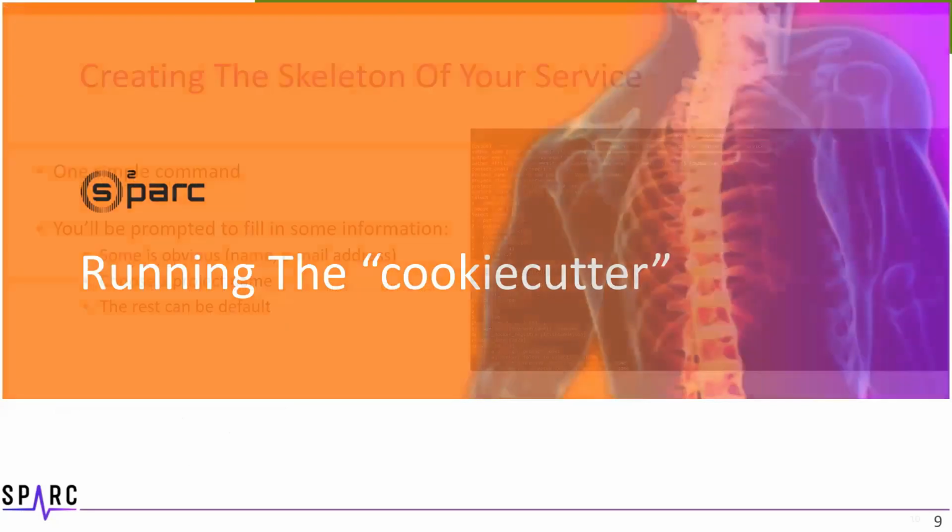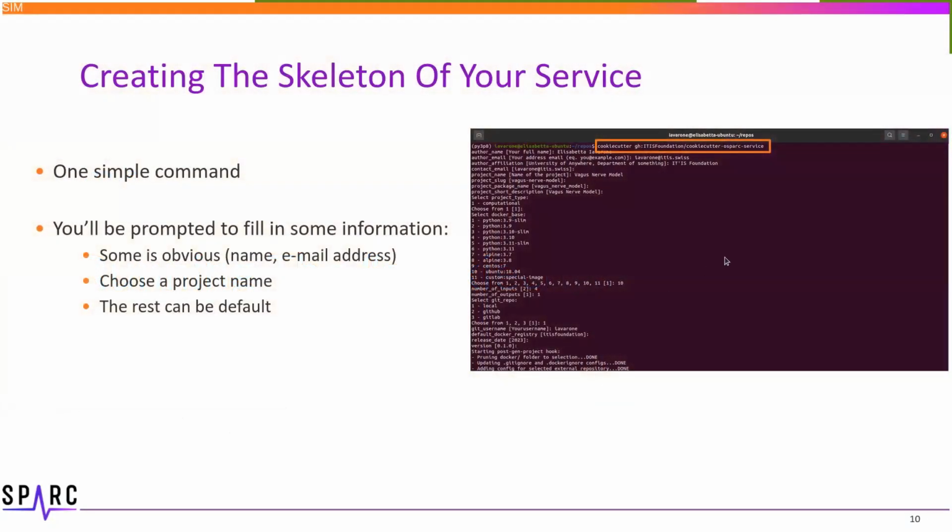So let's start with the cookie cutter. To use the cookie cutter, you just go in your terminal and you type this simple command, cookiecutter, and then you give the URL of the GitHub repository we've just seen. When you do that, you'll be prompted to insert some information, so you just type it in your terminal. For example, your name and the email address. You have to choose a name for the project, for example, vagus nerve model. All the others are derived from the project name, so you can leave them as default.